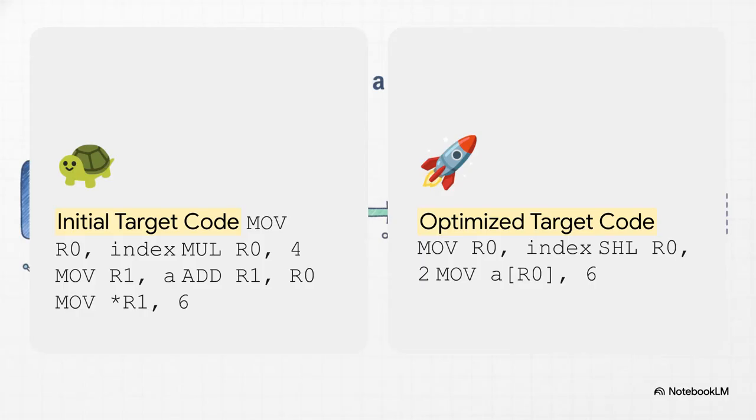So take a look at this. On the left is the first version of our machine code. On the right is the optimized version. See how MUL R0 4 became SHL R0 2? That's a bitwise shift, which is a much faster way for the computer to multiply by a power of 2. The compiler made our code smarter and more efficient, taking it from 5 instructions all the way down to 3. This is really where the art of compilation comes in.